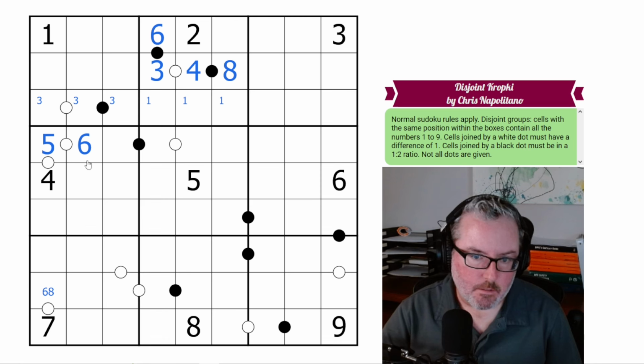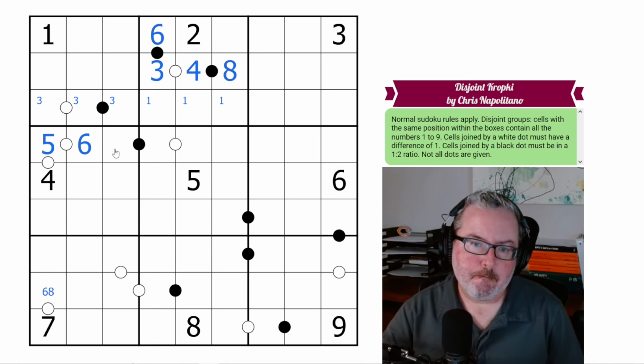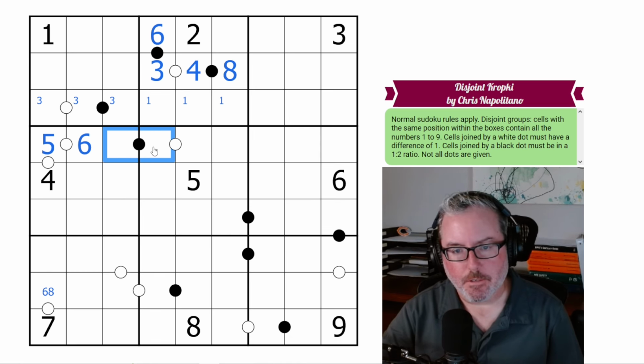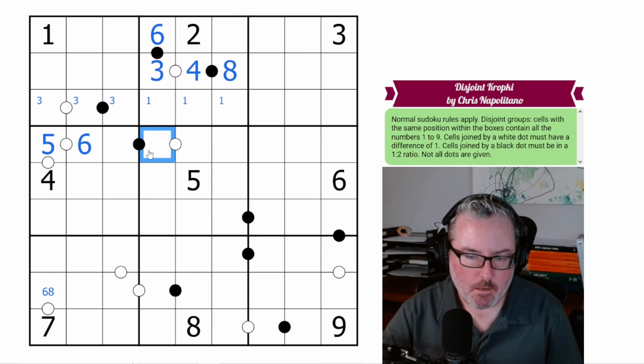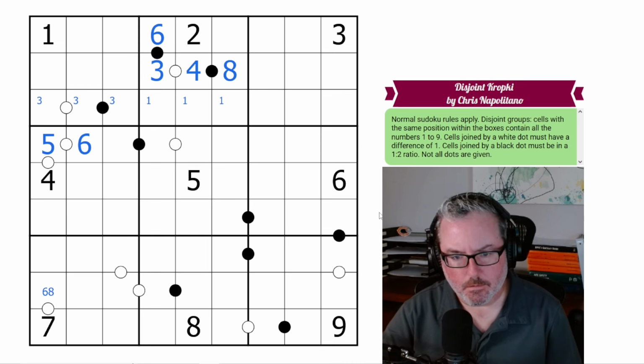Now, if this is 6 and 5, can we say what these are? I don't think we can quite yet. Because again, we've just removed the 3-6 possibility from this black Kropki dot. In fact, we did it up here because both of them are seeing this one. But we're still left with our 1, 2, 4, and 8 possibilities. And there's probably not much we can do with that at the moment.